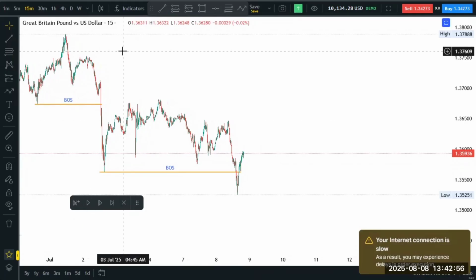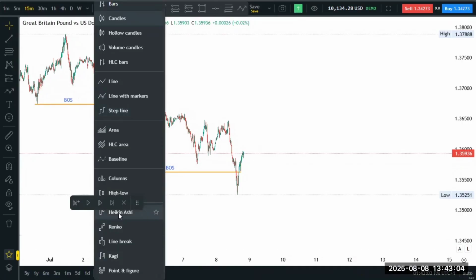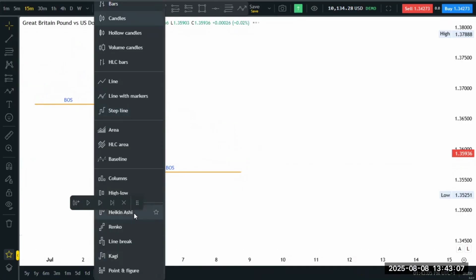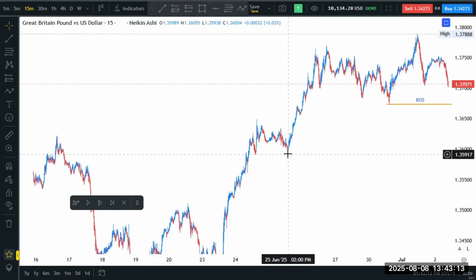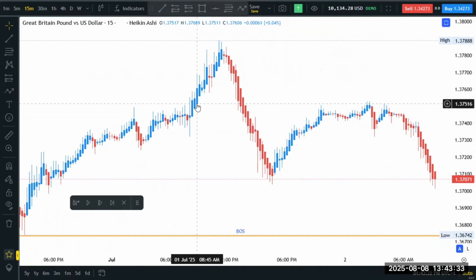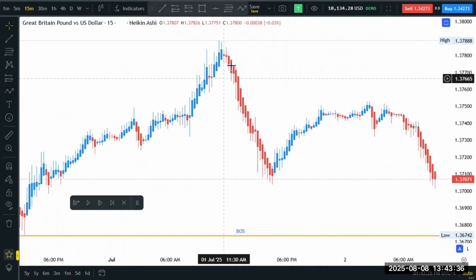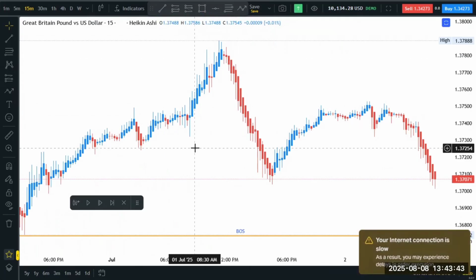So in your TradingView, you are going to go over to this symbol of your candles, click on it, and you are going to go to the Heikin Ashi candles, and you are going to click on it so as to change their look. If price is pushing upwards, you will see that they don't have wicks at the bottom, and if price is pushing downwards, they don't have wicks at the top. So that is how you see the Heikin Ashi candles.